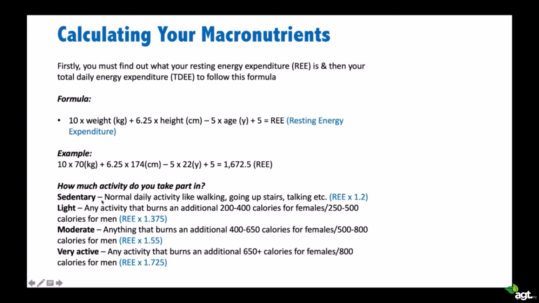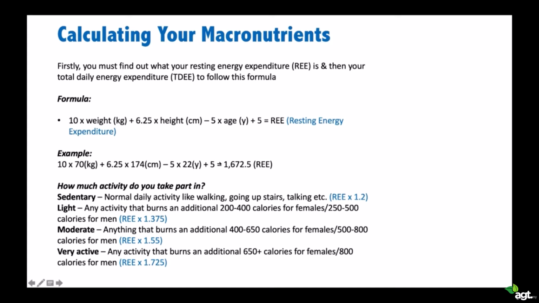And then light is any activity that burns up to 200 to 400 calories for females and 250 to 500 calories for men. And then there's moderate, which is anything that adds an additional 400 to 600 calories burnt for females and 500 to 800 calories for men. And then there's very active, which is anything that burns an additional 650 plus calories for females and 800 calories for men. So once you've figured which category you're in, you can then get your REE.